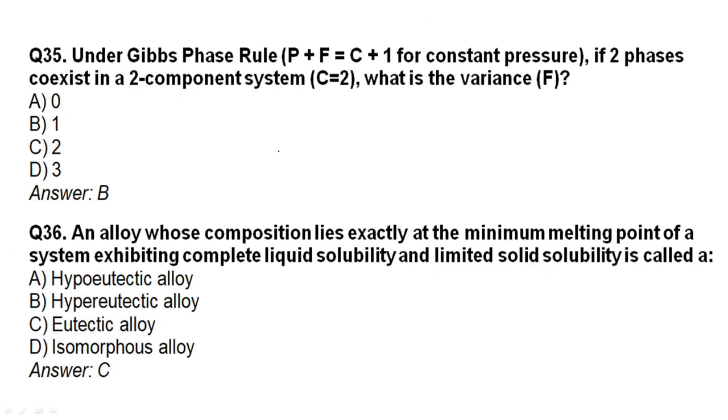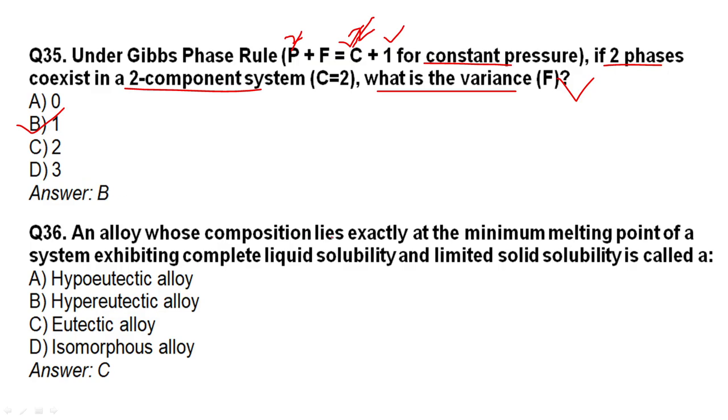Next, using Gibbs phase rule, P plus F equals C plus 1 for constant pressure. If two phases coexist in a two component system, what is the variance or degree of freedom? P is 2, C is also 2, so the 2s cancel and F equals 1. The degree of freedom is 1.